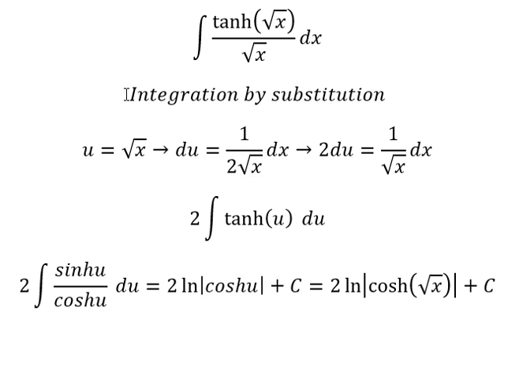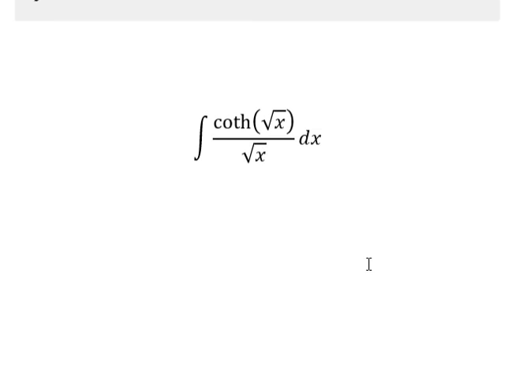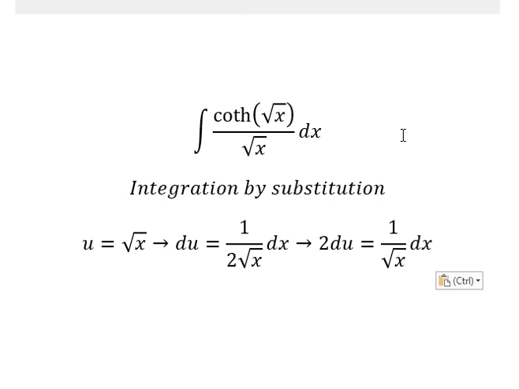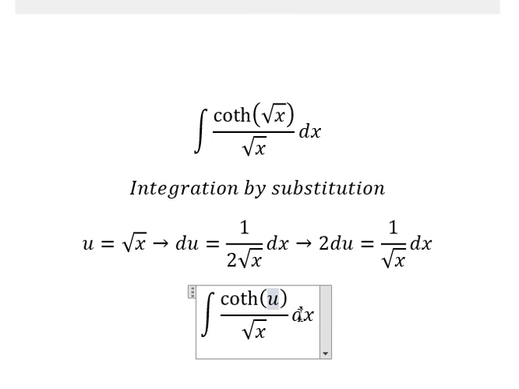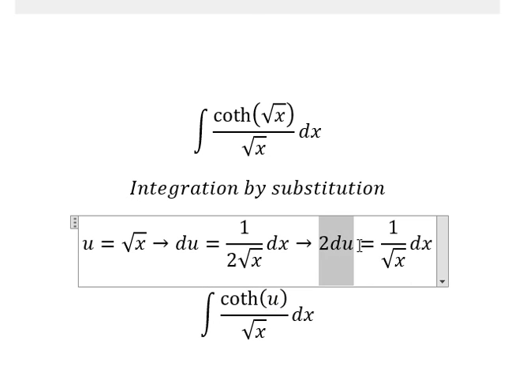Now we can do similarly for the second one. This one we change by u. The s over the square root of s we change by 2 du.